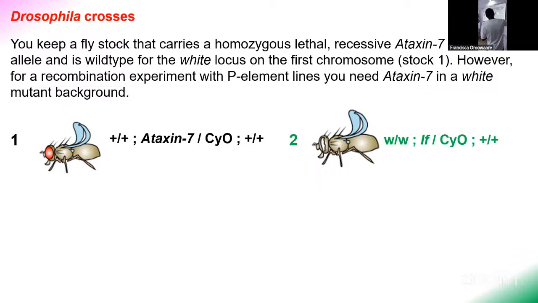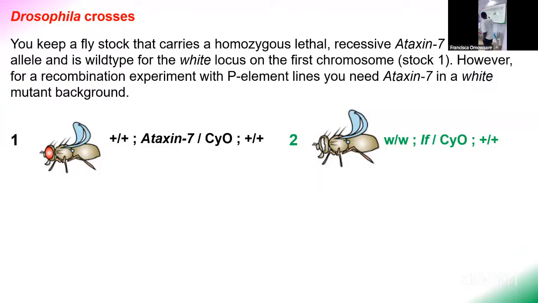So you keep a fly stock that carries the homozygous lethal recessive of this mutant and is wild type for the white locus on the first chromosome, and this is stock 1. This is a recessive mutant, but it is lethal, which means if you've got ataxin 7 over ataxin 7, the animal would die. Is that okay? That's just the meaning of that first sentence. And it's wild type for white, so this is plus over plus. It is not white minus on the first chromosome, and that's stock 1.